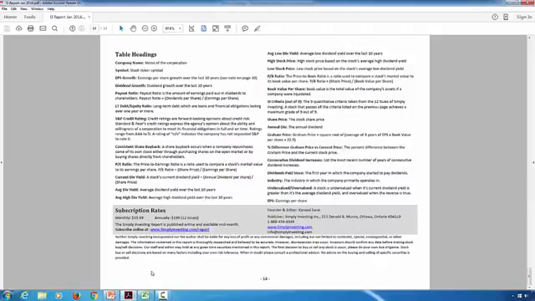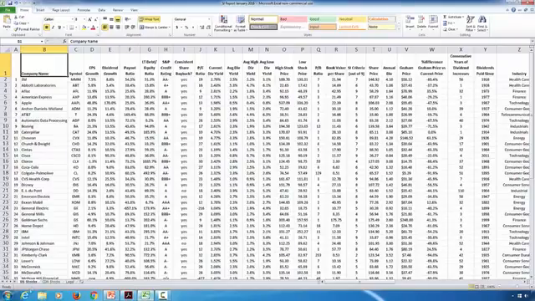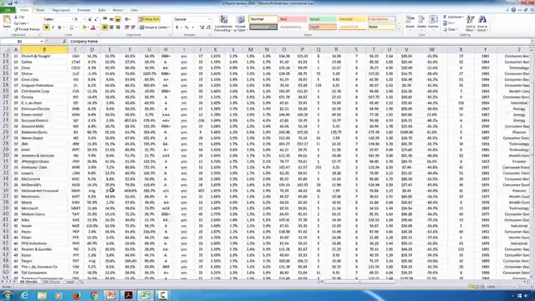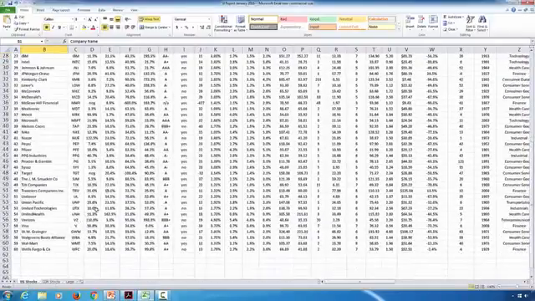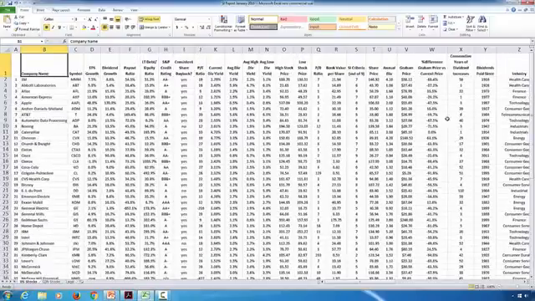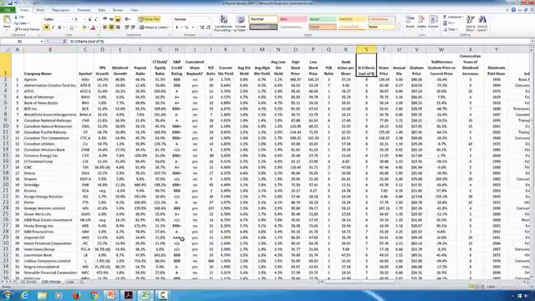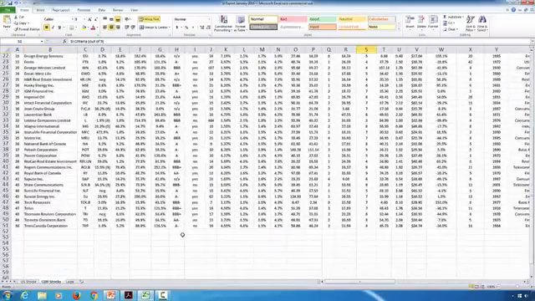This is also available for download for all of our subscribers. In the Excel file, we've got 2 worksheets. The first one has the US stocks. So these are the 60 US stocks that are undervalued and overvalued. We've given you the entire table. And then on the next worksheet, we have the Canadian stocks. So there are 50 stocks in this list.